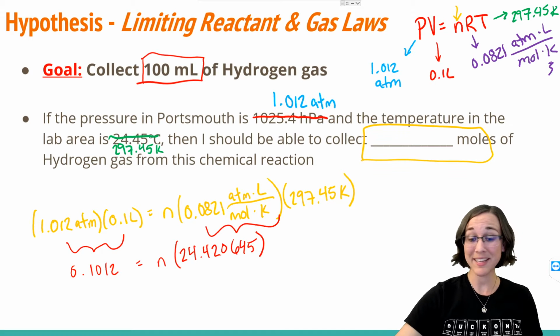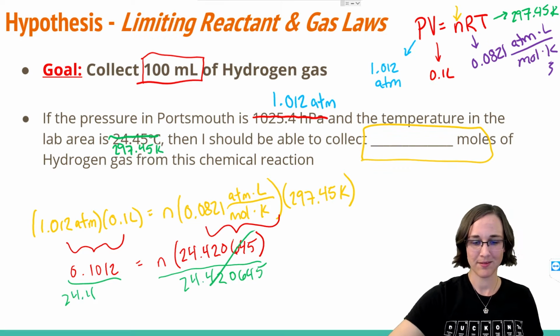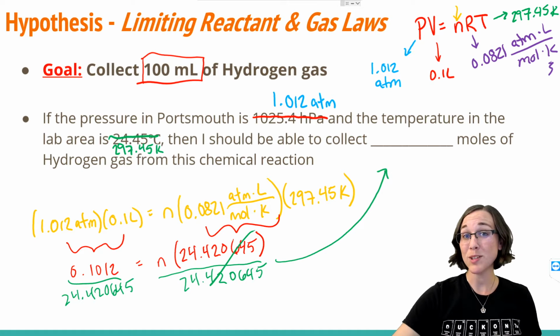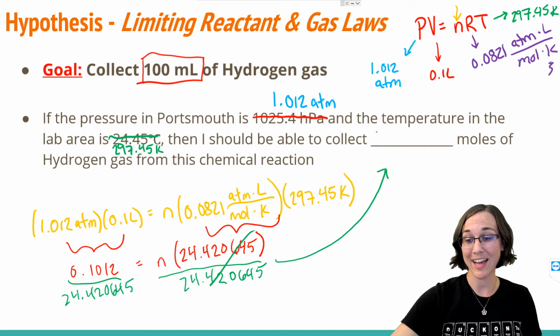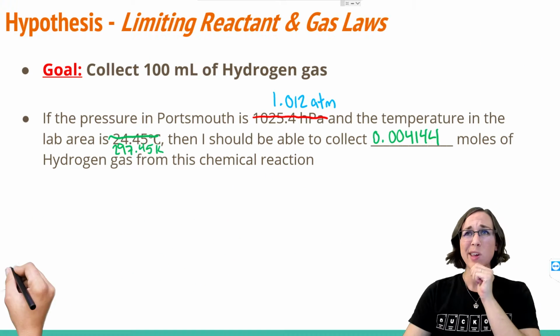And now to get N by itself, we need to divide off the value from both sides. And we see that the moles we should be able to collect of hydrogen gas are 0.004144 moles of H2 gas. Well, that's great and all.